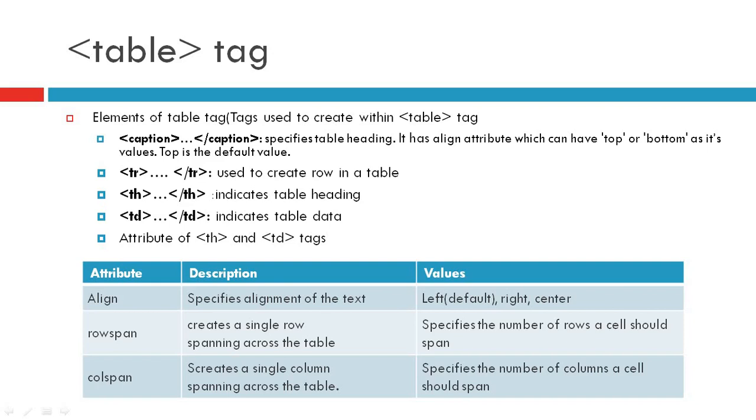Similarly, the next attribute is colspan. Colspan attribute is used to create a single column spanning across the table. Whenever we want to merge some columns, we use colspan. The value for colspan is the number of cells that we want to merge. Let us understand the table tag, the tags which are used inside the table tag, and its attributes in a program.